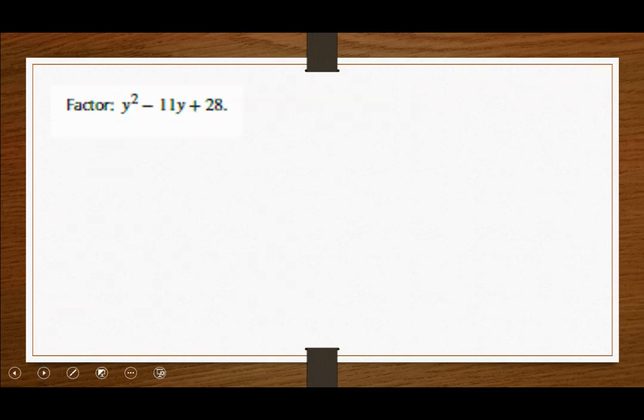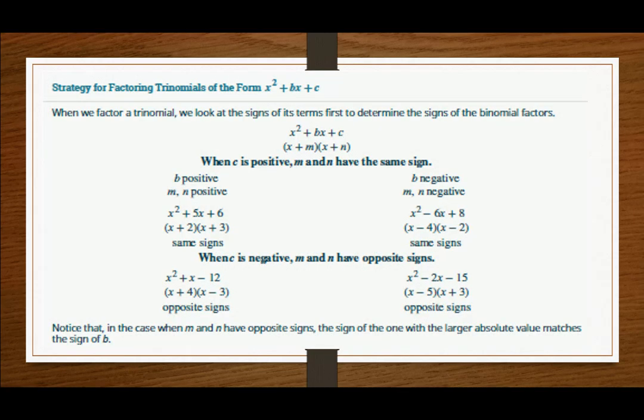In this case, I have a similar scenario. My coefficient on the square term is equal to 1. My middle coefficient now is actually negative 11, and the constant at the end is 28. What changes here is really thinking about how the signs for the values of m and n should work. In this case, I'm still interested in identifying the values of c, or rather the values of m and n that multiply to give me c. But take a look at this slide here.